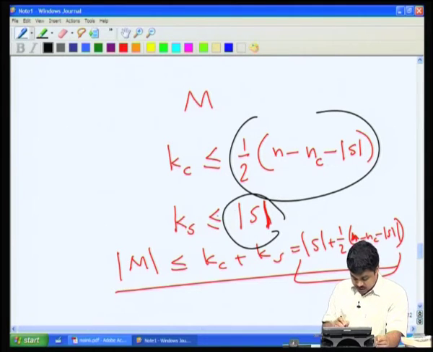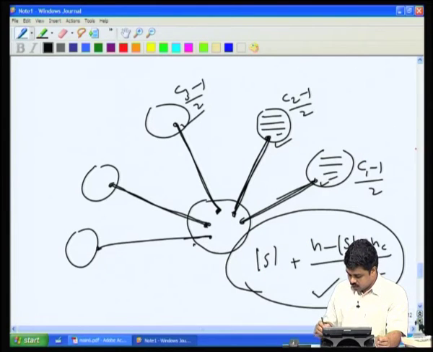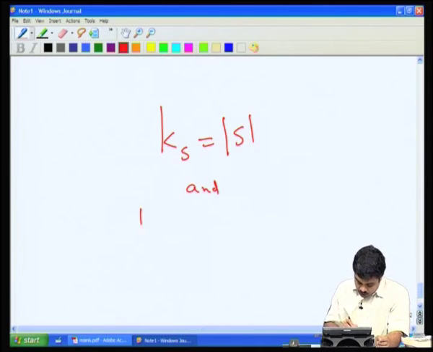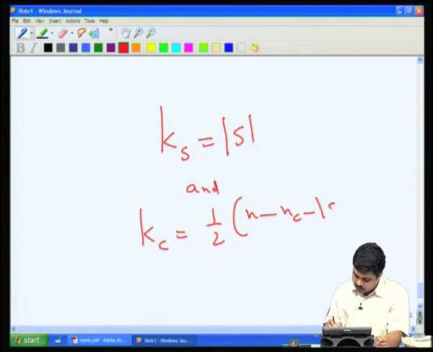So, therefore, this cannot be a strict inequality here, that means it has to be an equality here, and this also has to be an equality. So, that means in any maximum matching we should have K_S equal to cardinality of S and K_C equal to half of n minus n_C minus cardinality of S.